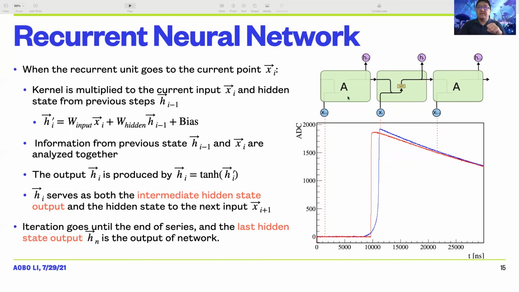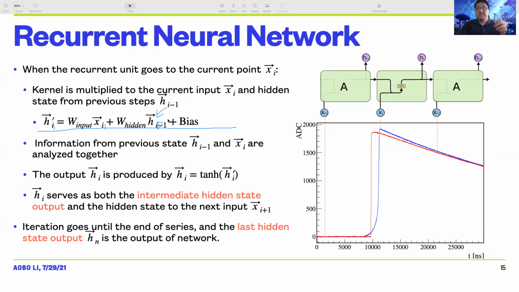What is H0? H0 is an initialization of the hidden state, so it's just a whole bunch of random numbers. Let's look at the first one: if this is x1, this would be h1, and this would be H0. So you are going to assign a random initialization to H0.